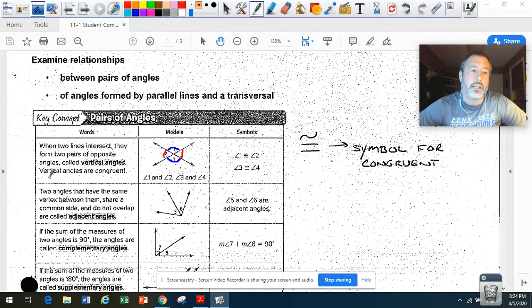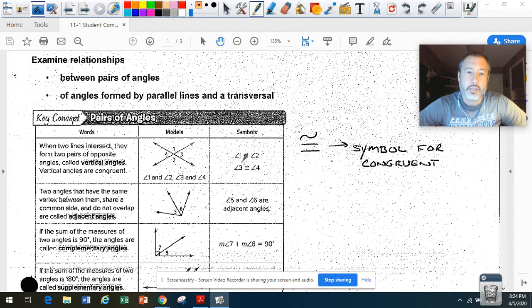And let's see what that means. Vertical angles are congruent. The word congruent means equal to. So you need to understand that. The word congruent is equal to. And the symbol we use for congruent in geometry looks like this. We have our equal sign with a tilde over top. This squiggle here means that the angles or measurements are congruent, which means they are equal to.